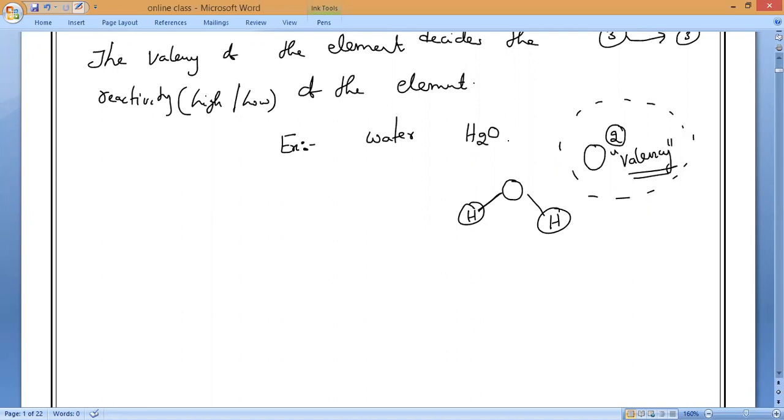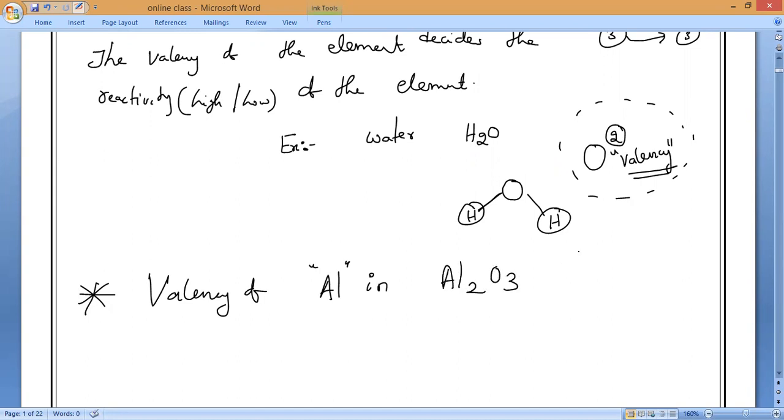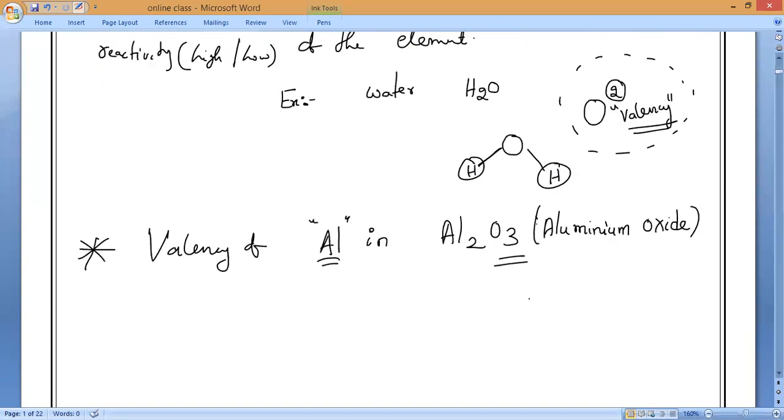Let us take the next example, which we studied so many times. It will be better to understand. Now let me find the valency of aluminum. What is the symbol of aluminum? Al. In Al2O3, what is this called? Aluminium oxide. So now tell me, what is the valency of aluminum in this aluminium oxide? Who will say first?